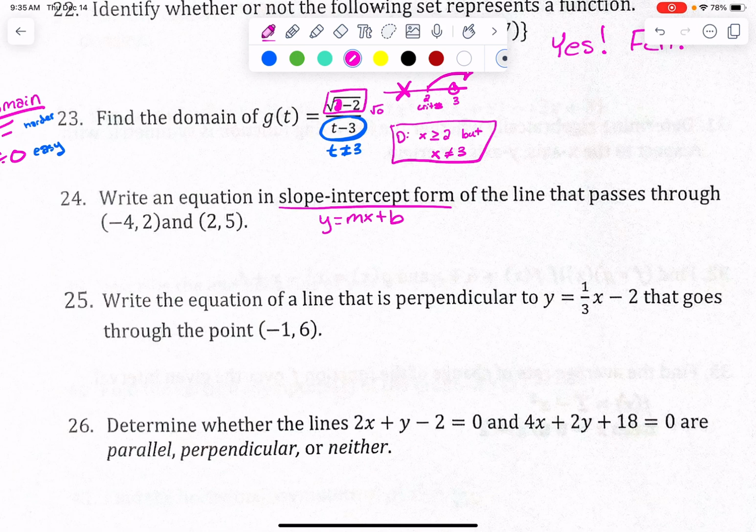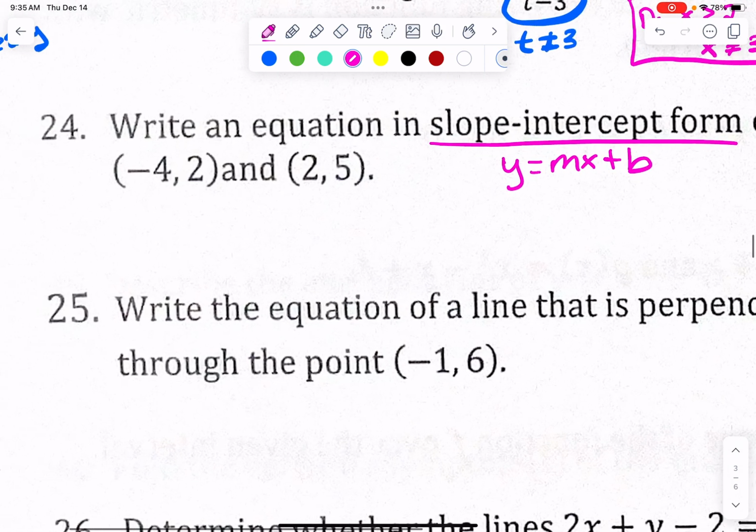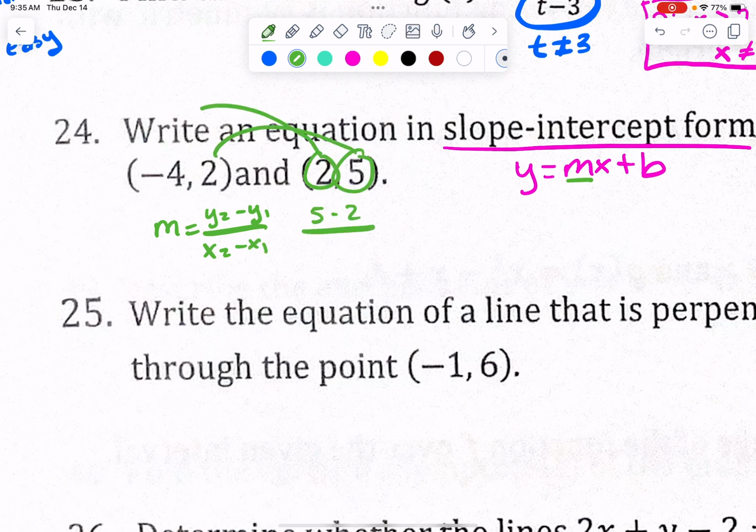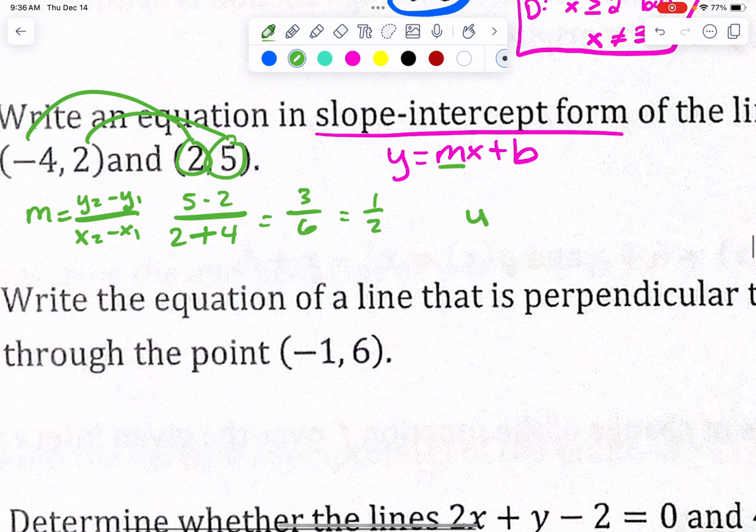I think this might even be the exact same problem I used for geometry. I don't remember. All right. The first thing I need to do is find m. So m is y2 minus y1 over x2 minus x1. So 5 minus 2 over 2 minus a negative 4. That's like 2 plus 4. So this is 3 over 6, and that is 1/2. Y equals 1/2 x plus b.